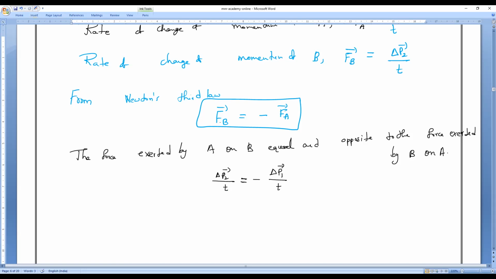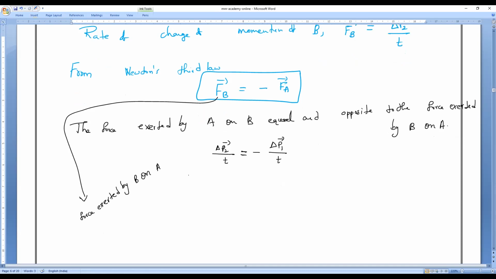FB means force exerted by B on A. Is it right? If you want, you can write it down. FB means what? Force exerted by B on A. Means whose momentum will change? A momentum will change or B momentum will change? A, sir. A momentum will change. Do you understand, all of you? Whose momentum will change? A momentum will change.